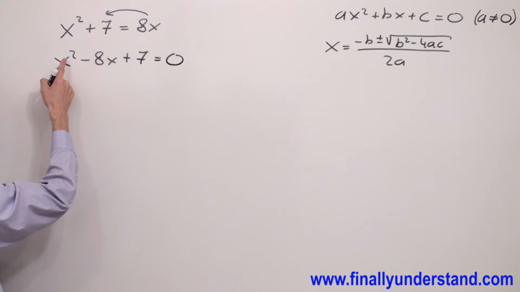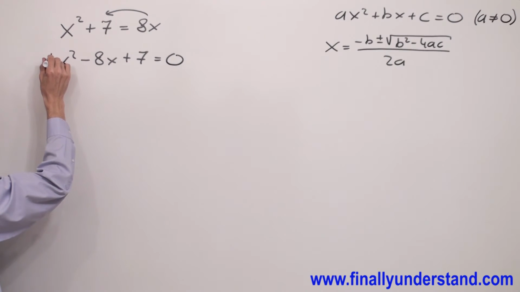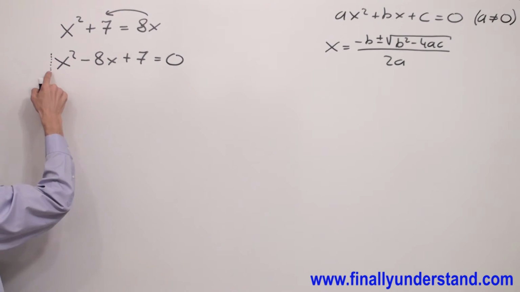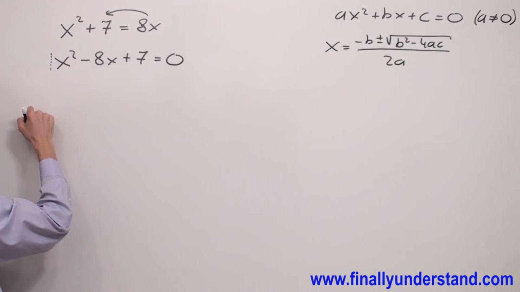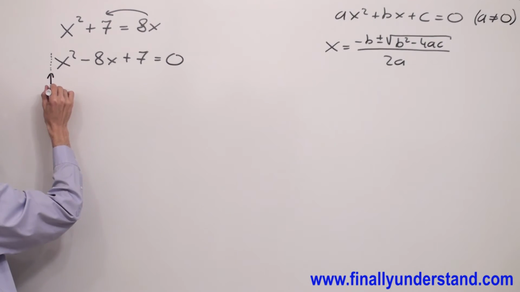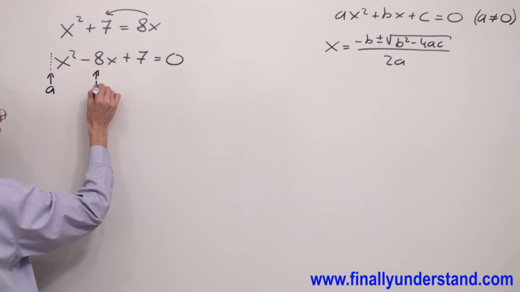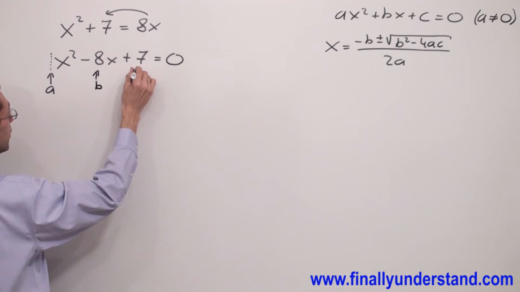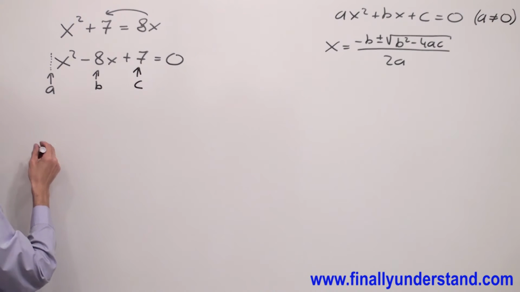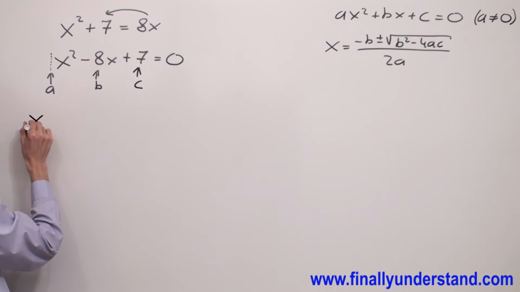The coefficient of x squared is positive, an invisible 1. Okay, so this is my a, negative 8 is my b, and the constant is my c. Now we're supposed to write the quadratic formula.